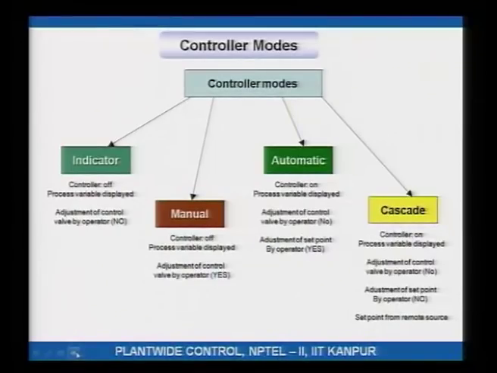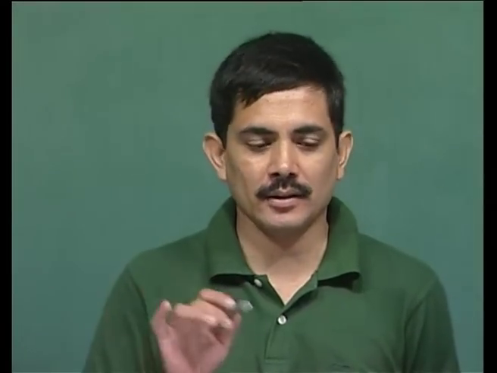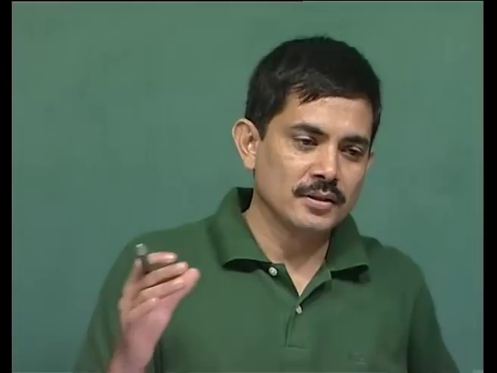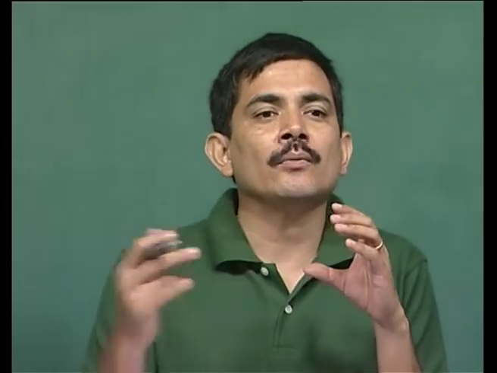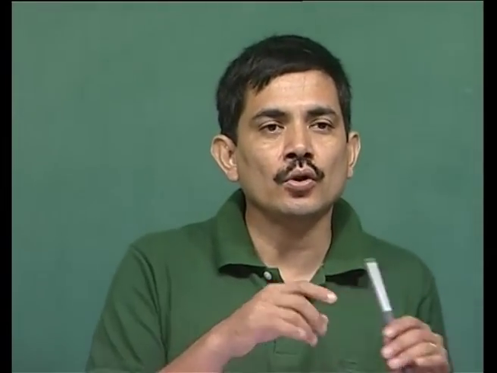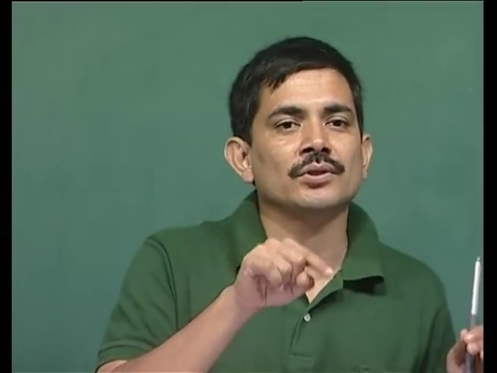Now we are going to talk about controller modes. Any controller has 4 modes, and these 4 modes are indicator, manual, automatic and cascade. What happens in indicator mode is that no control action is being taken. The controller is simply indicating what your process variable is. You cannot even adjust a valve position.